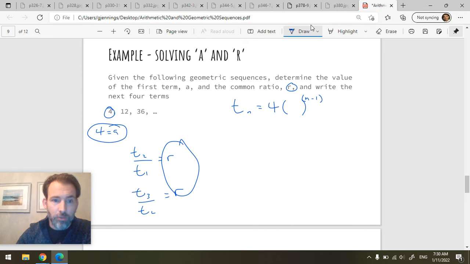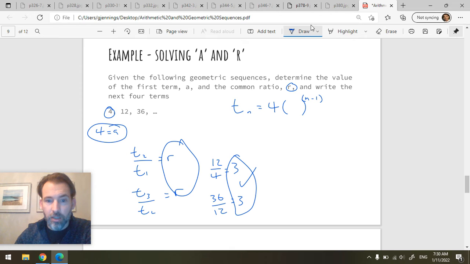Okay, so 12 divided by 4, let's do that. 12 divided by 4 is equal to 3. Oh, but let's try this one. 36 divided by 12. Oh, look, it's also 3. Okay, because those are the same, then yep, it's a geometric sequence. So I can put that in here, 3. That is my common ratio.